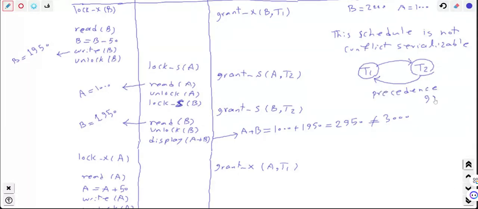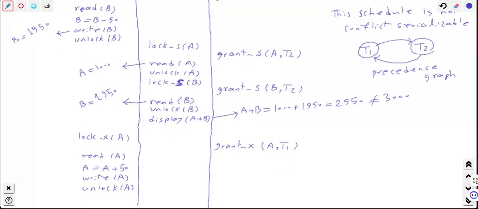Precedence graph. Because there is a cycle in the precedence graph, this schedule cannot be conflict serializable, as you can remember from the previous session. So when it is not conflict serializable, we cannot be sure about consistency, because the only way that we can show consistency is serializability. But here the schedule is not conflict serializable.